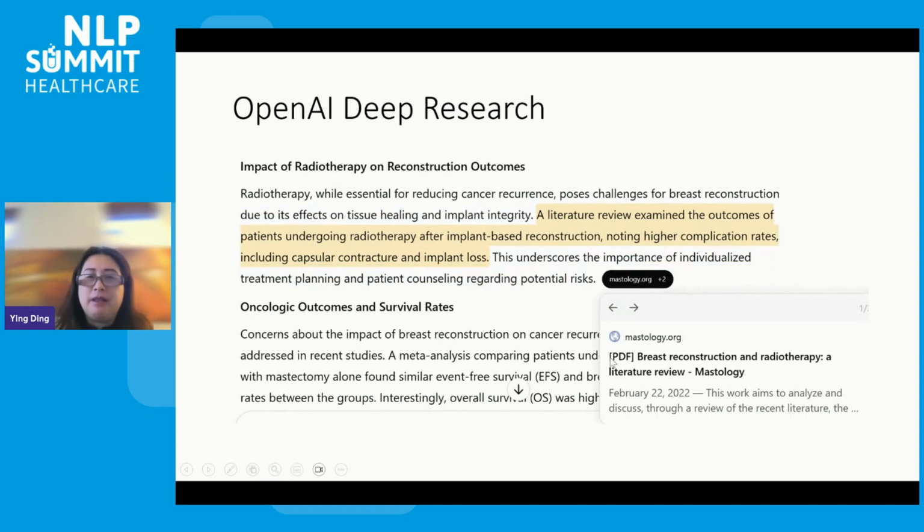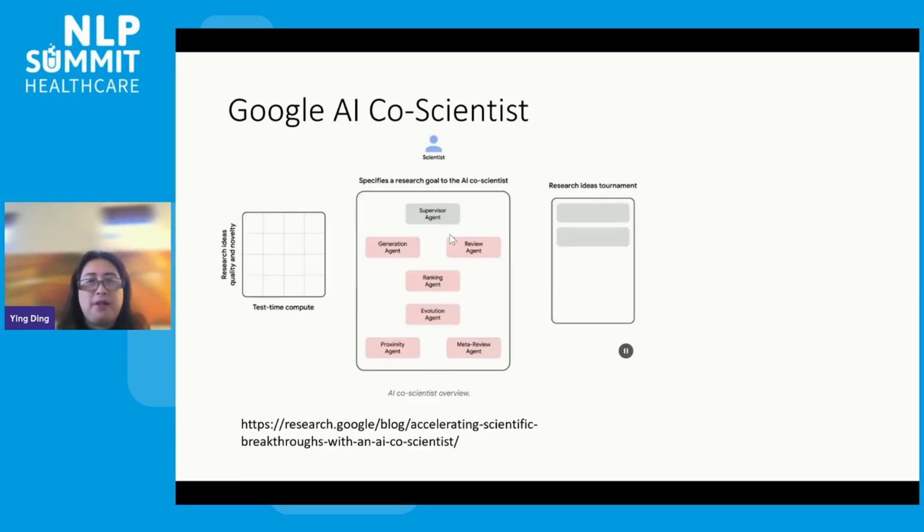This is another literature review about breast reconstruction after radiotherapy. Again, you can see the highlighted text is coming from this paper, and that's also quite general. So we can actually add extra value based on the literature review generated by deep research, to add specificity and more detail, tailored to your query and tailored to your patient's prior histories.